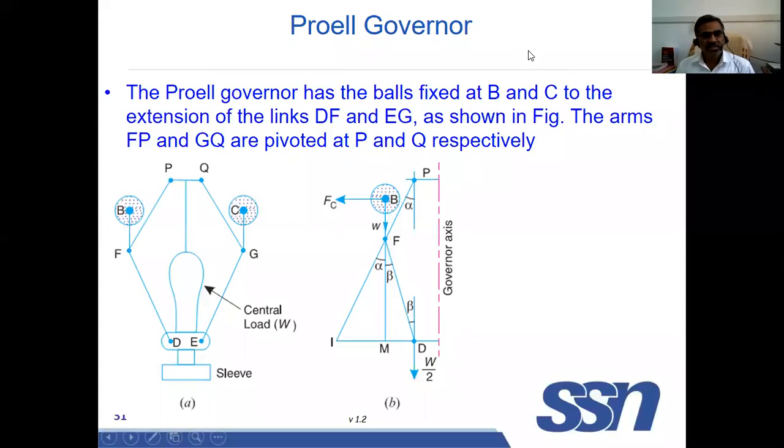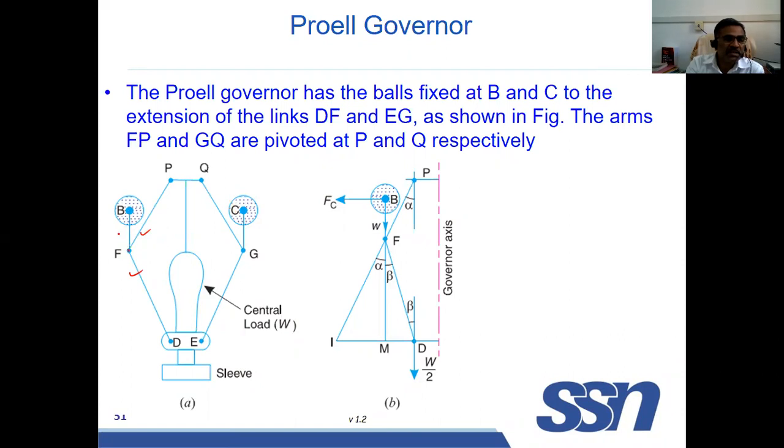So these are extensions of governors. This is another type of governor called the Proell governor. This is also a dead-weight governor. The difference between the Porter governor and the Proell governor is that in the Porter governor, the ball is fixed at the junction of the upper arm and lower arm, but here it is on an extension link.